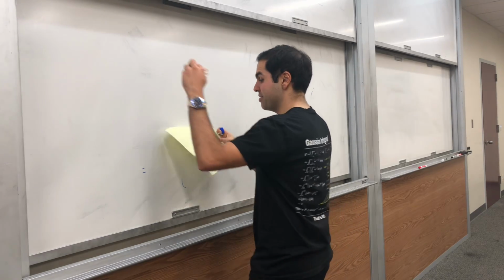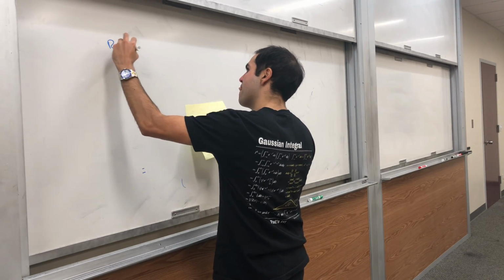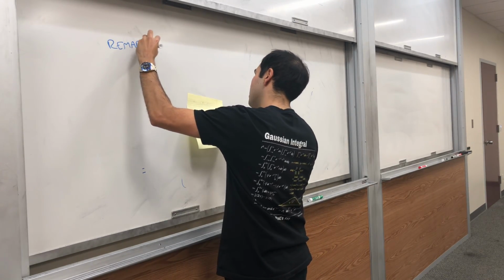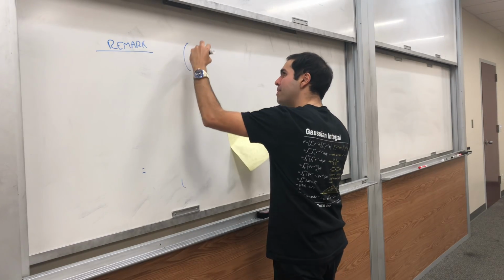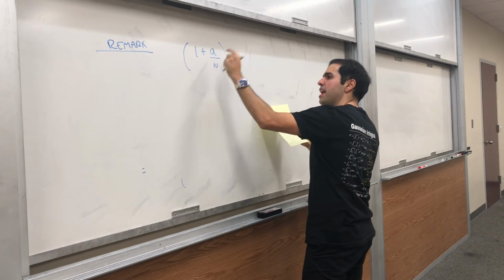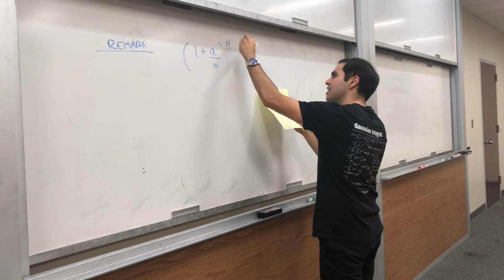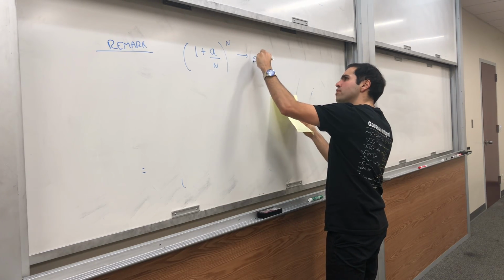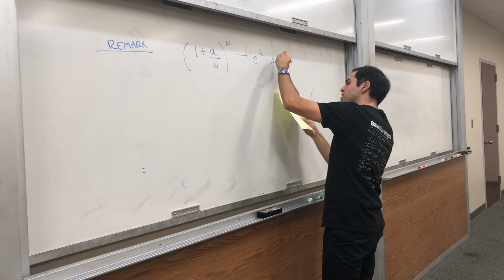Now, notice, so remark. Remember the following limit from calculus. So 1 plus a over n to the n, as n goes to infinity, goes to e to the a.